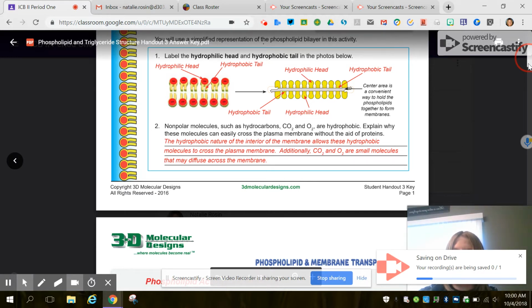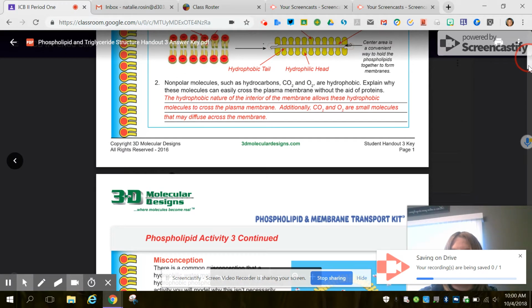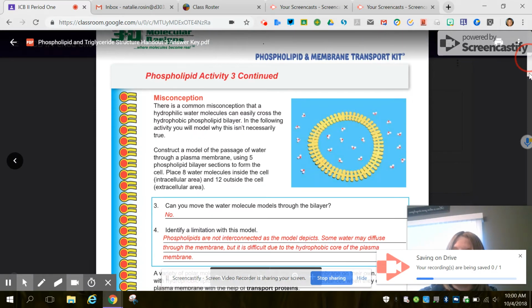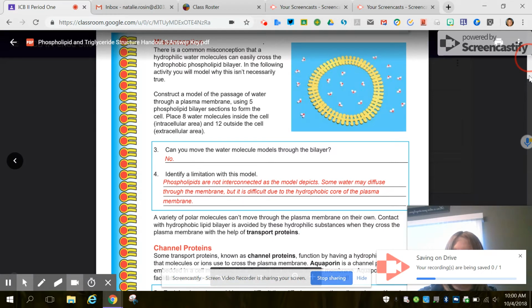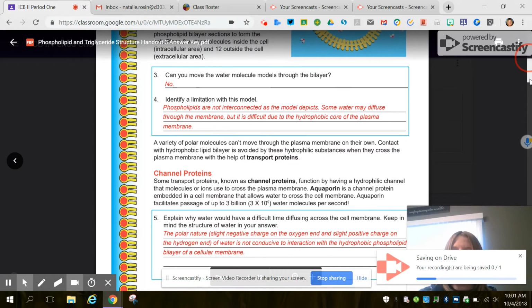Water is smaller than both of them, so it doesn't have a problem with size, but it does have a problem and needs a channel to be able to help it move across because of its polarity. Because it is a polar molecule, it has those partial positive and partial negative charges on it that make it difficult for it to move unaided or unassisted through the phospholipid bilayer. So because it needs help, we utilize transport proteins.